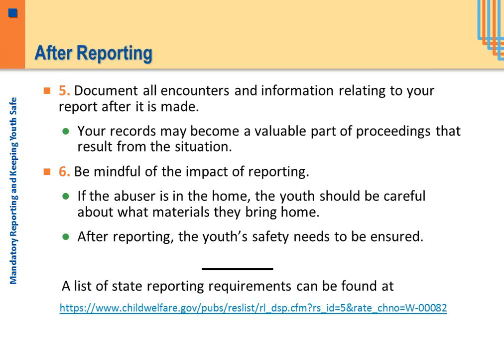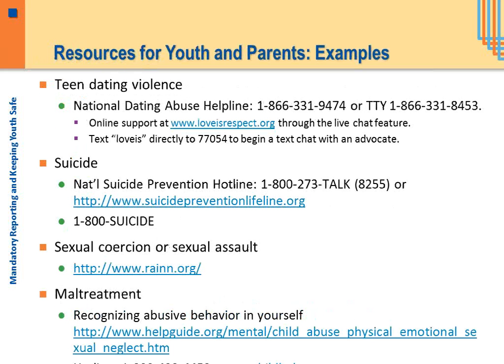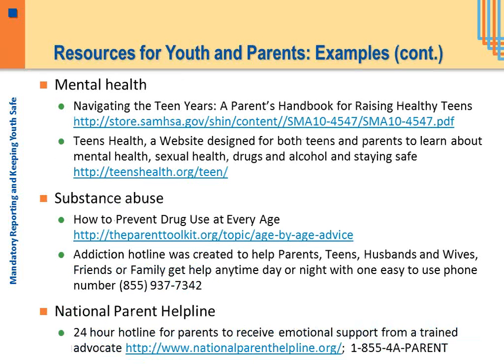So we're going to just move through because we're getting close to time, but here are examples of resources for teen dating violence, for suicide, for sexual coercion, sexual assault, maltreatment, mental health, substance abuse, and a national parent hotline. So these are direct resources for youth and parents, and we have a number of resources for you in the back.